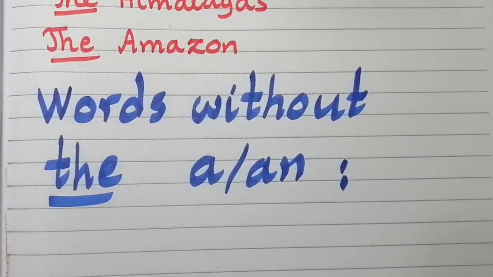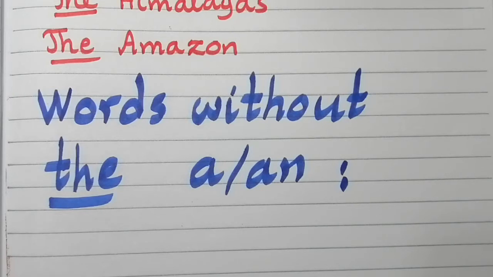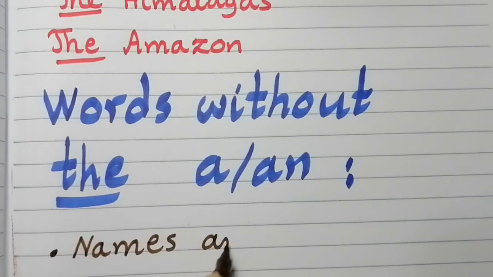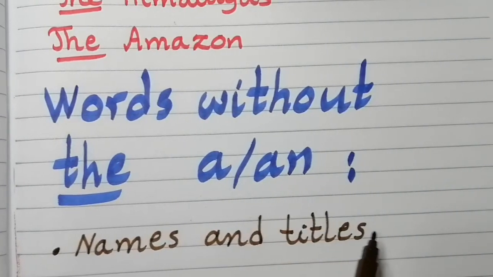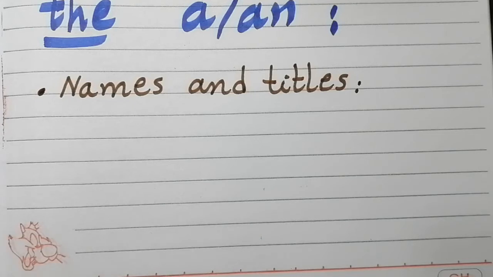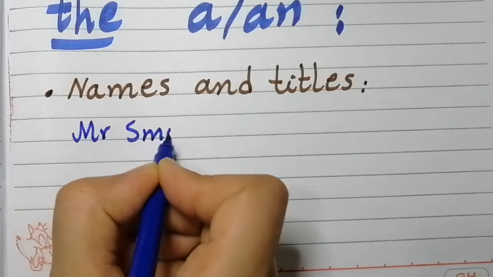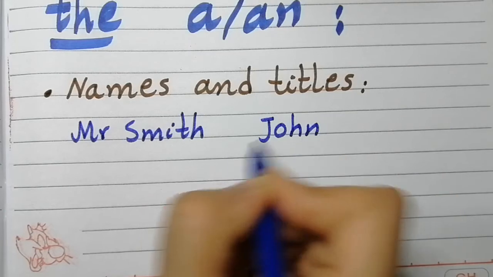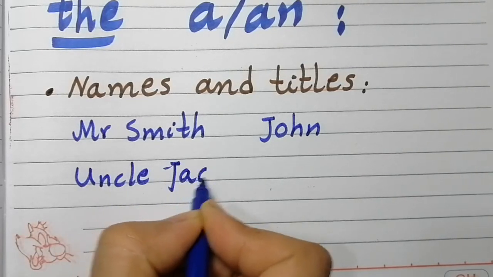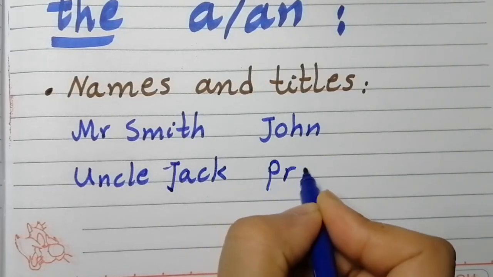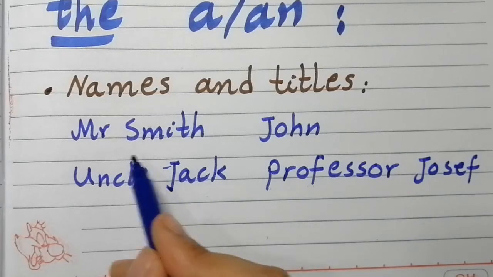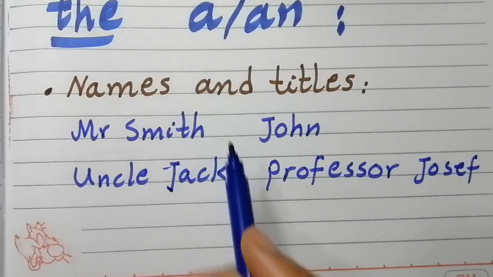Now we are going to use words without the or a. Where does that come without the or a? For example, first we say names and titles. With names and titles, we do not use the before the word, okay? For example, we say Mr. Smith. We also say John without the. So with names and titles, we do not use the. We say Uncle Jack. We also say Professor Joseph. Okay, so with titles and names we do not use the before the word.